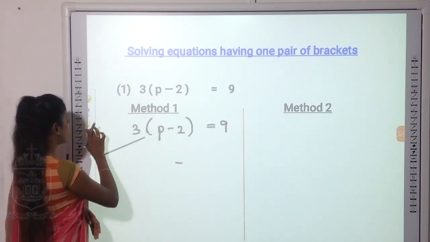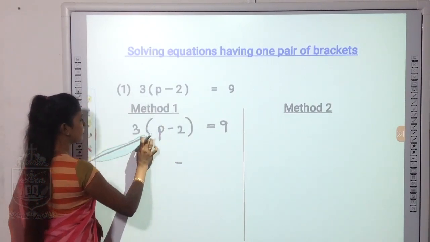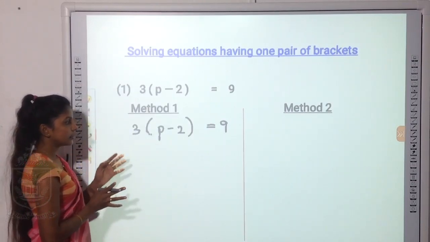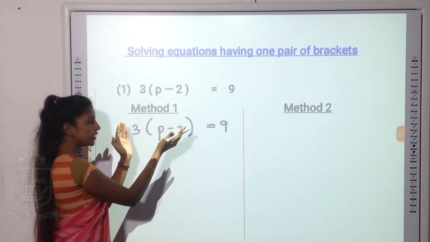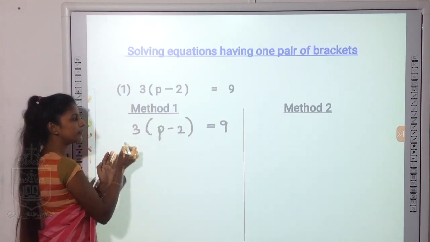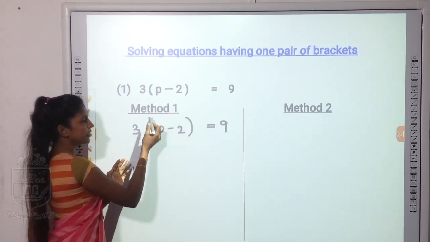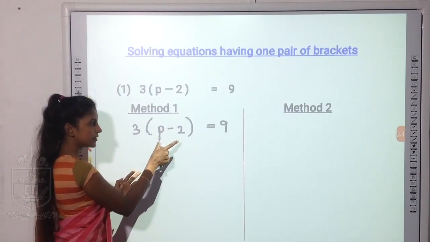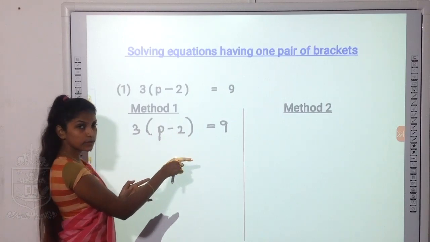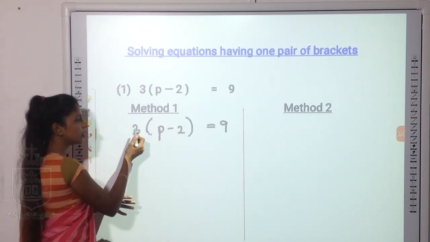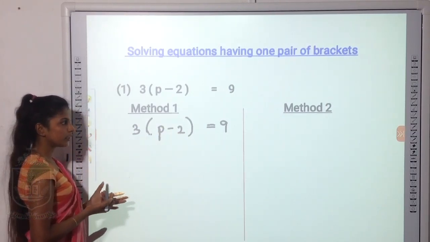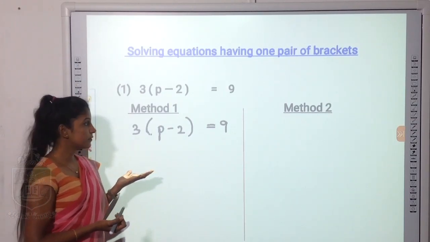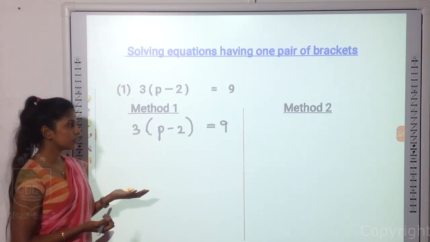Right, children, here the meaning is, now you all can see, this p minus 2 is an expression. That expression is multiplied by 3. That's why the bracket has been put. That is the meaning of the bracket. There are two terms inside the bracket, p and minus 2. Both terms should be multiplied by 3. That's the meaning of the bracket. So according to the first method, I hope you can remember these types of simplification. We did it in algebraic expressions also.